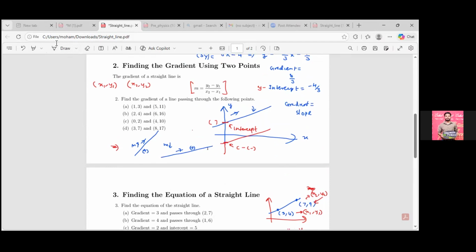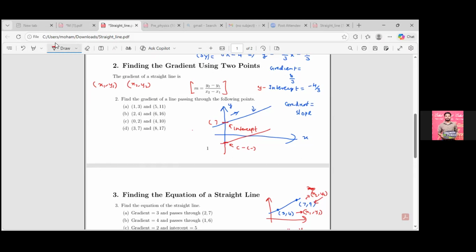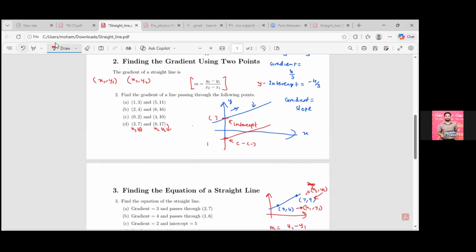And in this question we can also see what they're asking. They've said that a straight line passes through these two given coordinates, and you'll have to find the gradient. So I'll just do one of these. Let's take the d part. I can take this as x1, y1 and this as x2, y2. I can choose any of these two as x1 comma y1 and x2 comma y2, so that is not an issue. You can just choose anything you wish.